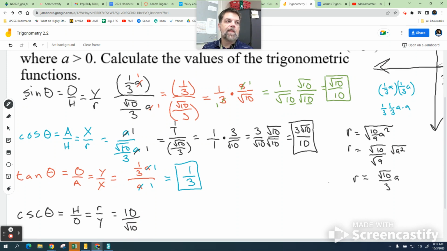Right? Can I leave that square root of 10 in the denominator? How do I get rid of it? I'm going to multiply by the square root of 10 across the top and bottom. So then I get 10 root 10 all over 10.